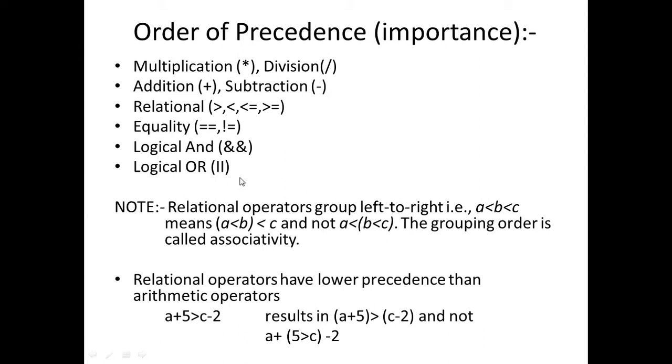But now the question comes: what will happen if we have multiplication and division both at the same time? Order of precedence is telling both are equally important, multiplication also, division also. So in that case, operators will group left to right. It means that the first thing that will be done will be the left part.